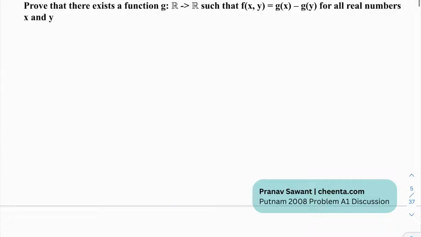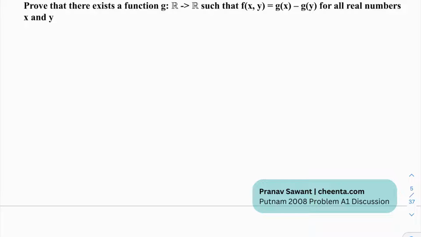Okay, so what's it telling us? It's telling us: let the function f be defined from R square to R. Now R square is the plane. Let f be a function so that f of (x, y) plus f of (y, z) plus f of (z, x) is 0 for real numbers x, y, and z. Prove that there exists a function g defined from reals to reals so that f of (x, y) is equal to g of x minus g of y for all real numbers x and y.